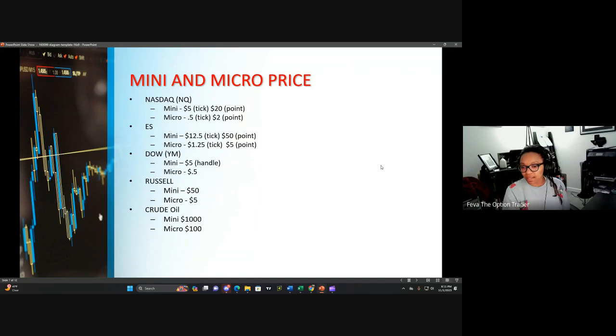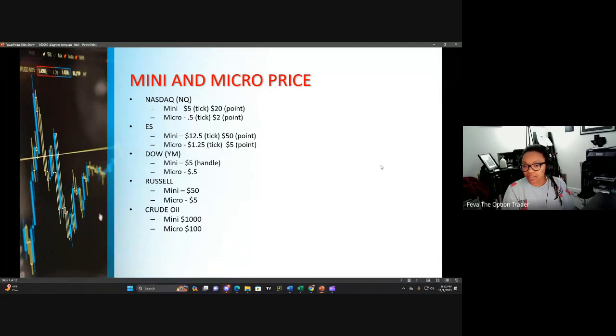Same with ES. ES moves a little slower, but you can make a lot of money on ES as well because they're going to move $12.50 a tick. So for one point, it's going to move $50. You're going to get $50, whether to the long side or the short side. And the micro is going to move $1.25 a tick and $5 a point.